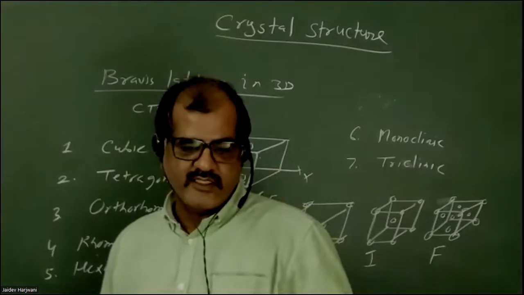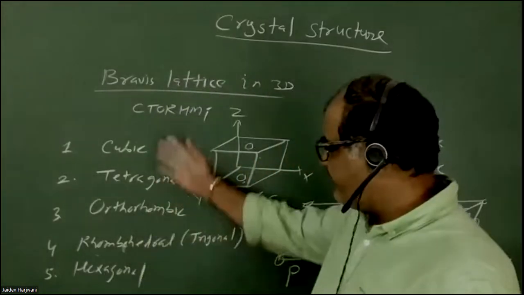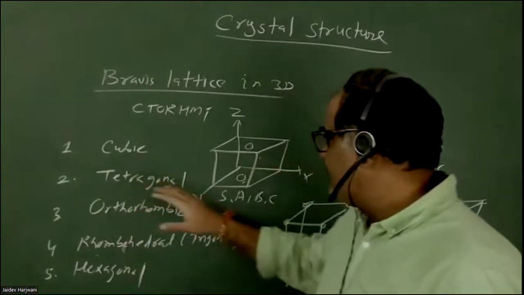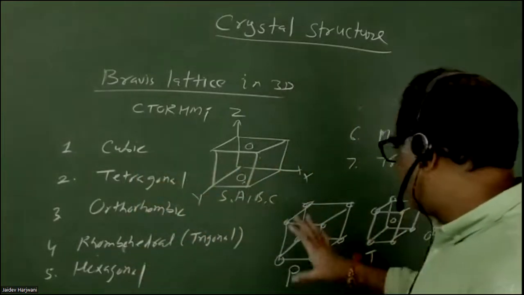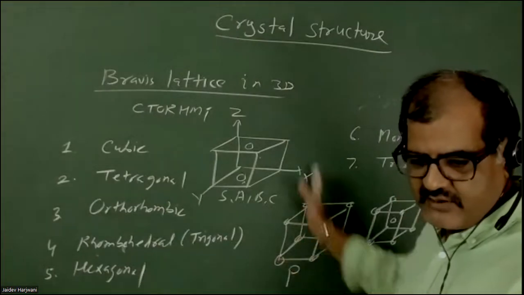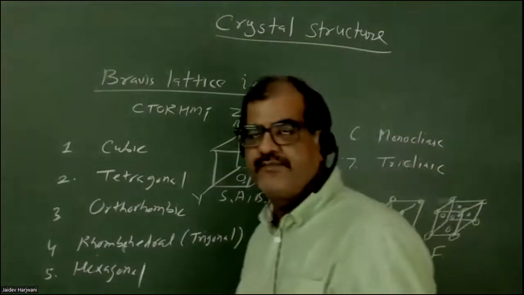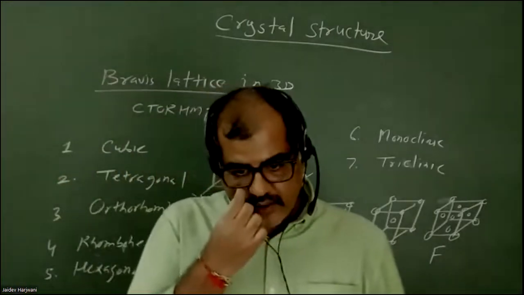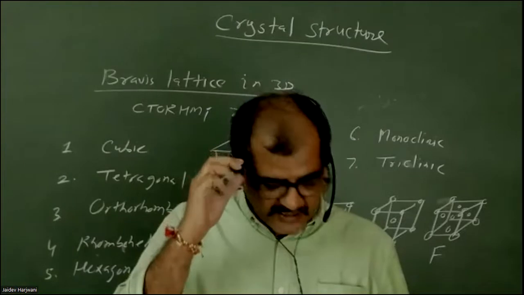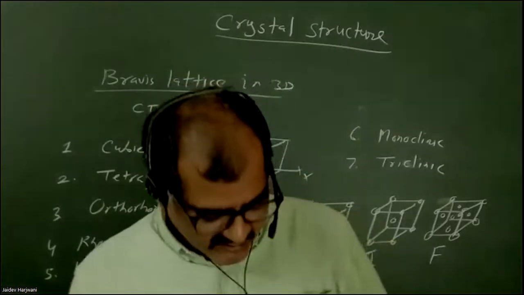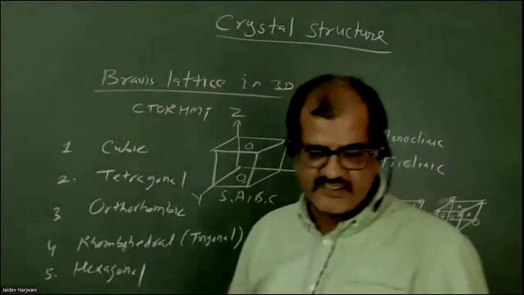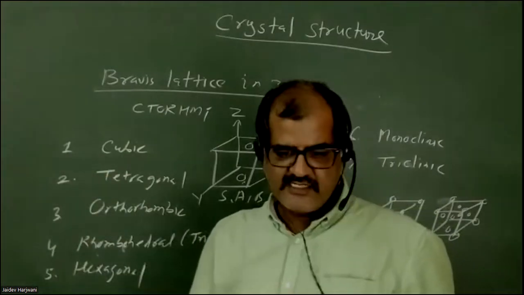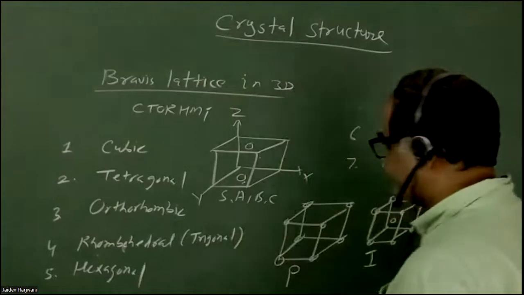Now the question is, we have a total of 7 crystal systems and 4 unit cells. If each system accommodates these 4 Bravais lattices, then the total should be how many? 28. Then there should be 28. But in reality we have only 14 Bravais lattices. There are only 14 ways in 3 dimensions we can arrange the lattice points. Why is it so?